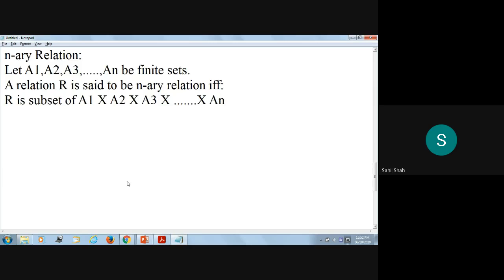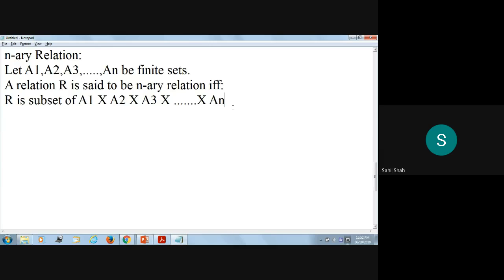So now, if we are getting some smaller subset out of the entire Cartesian product of n different sets, that particular subset will be known as a relation. Am I clear? What do you mean by an n-array relation? Let us say we are having n different finite sets numbered from A1 to An. If we are defining a relation R, this relation R will be said to be an n-array relation if this R is a subset of A1 cross A2 cross A3 cross up to An.